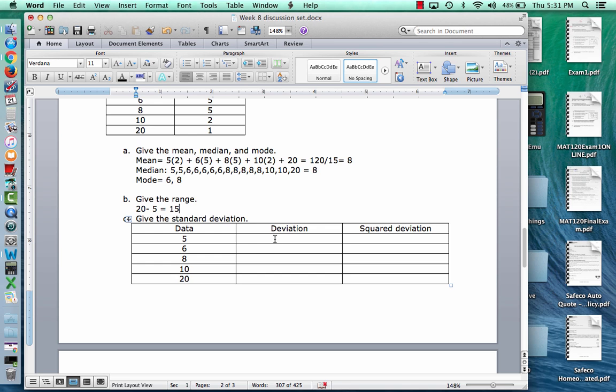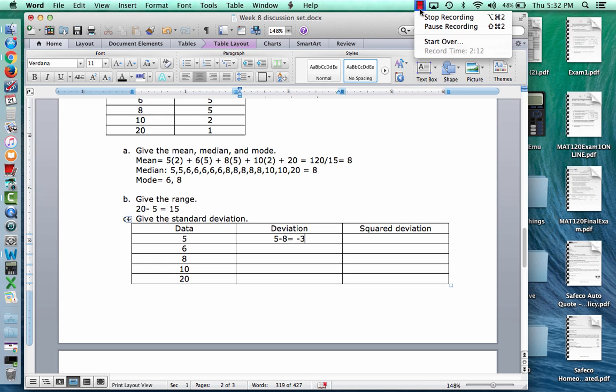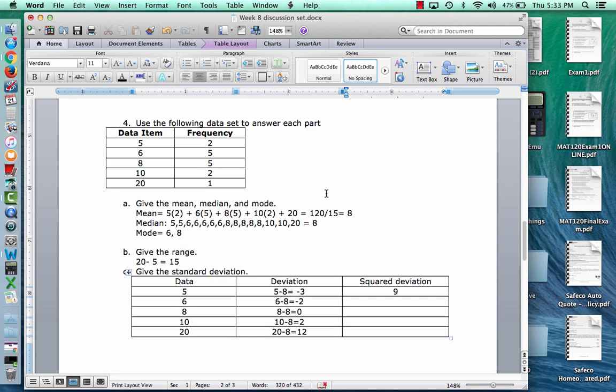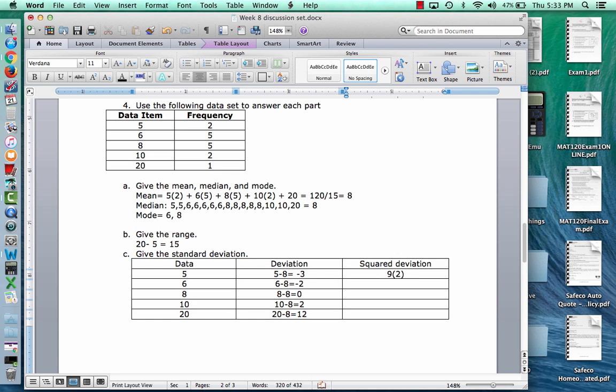So I have the data value, and I'm going to do the deviation, which is the data value minus the mean. So the data value 5 minus 8, which is negative 3. Let me fill in this table here. Okay, so now I have all my deviations in there. And then we're going to do the squared deviations. So negative 3 squared is 9. Remember, how many 5s do I have? I have 2, so I got to do 9 times 2. That gives me 18.